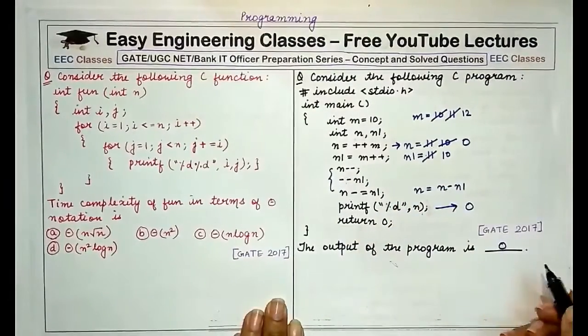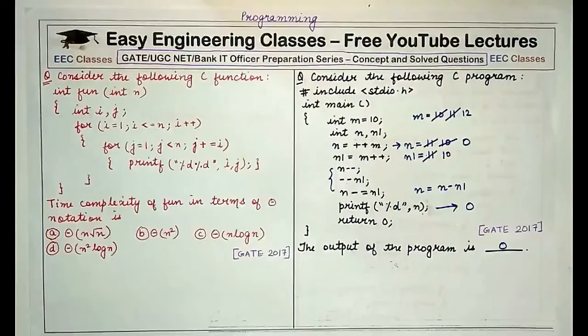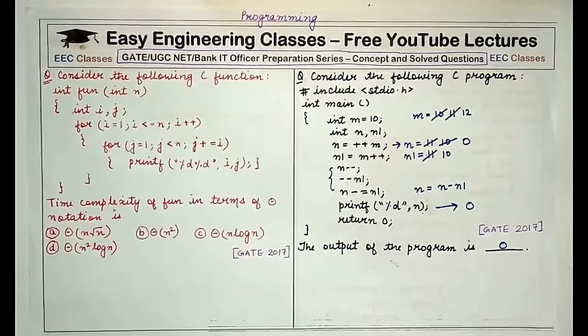So the result is 0. So it was a little easy question. You need to know the concepts of post-increment, pre-increment, and post- and pre-decrement operators and how they are changed and used in an assignment expression especially.